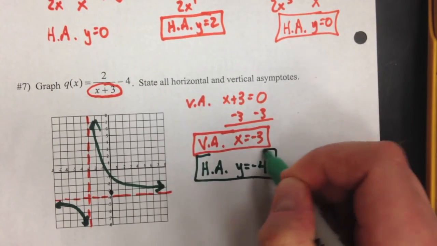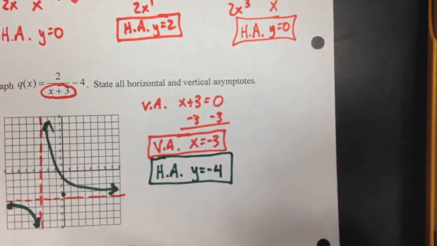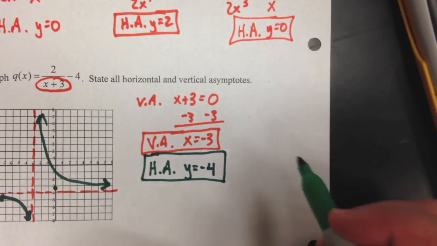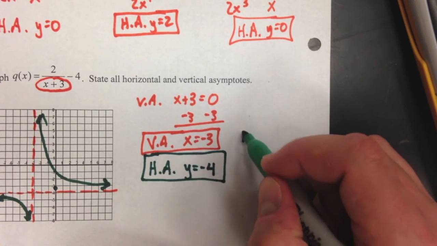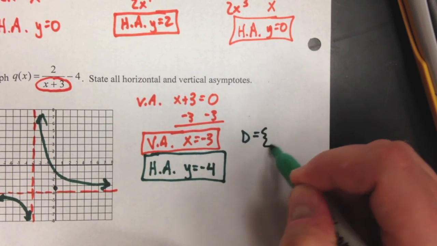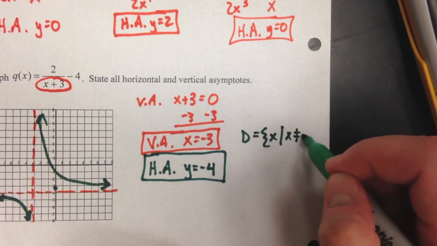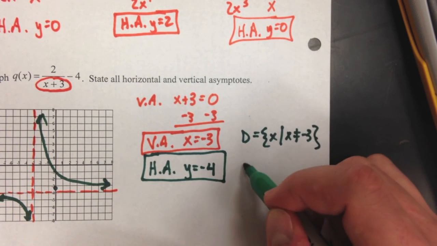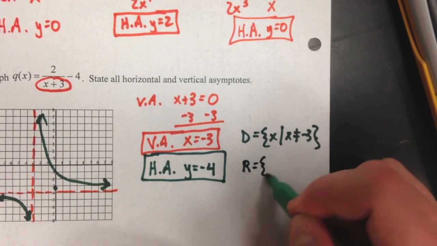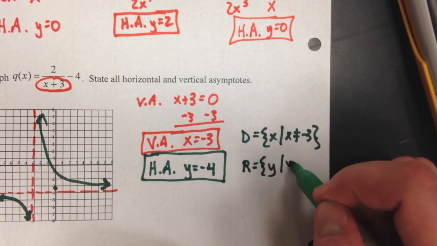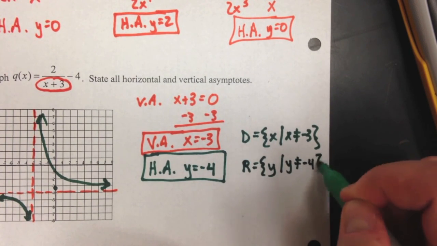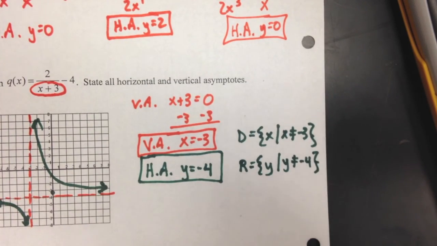And that is the end of the notes. Let me just jot down one more thing. The vertical asymptote is also telling you the domain. The domain is the set of all x's such that x is not equal to negative 3. And the range is the set of y's such that y is not equal to negative 4. And now we are done with the notes.